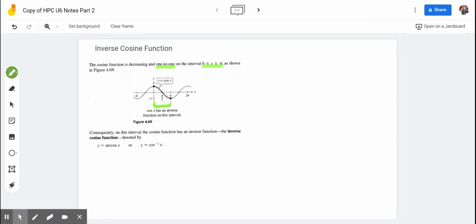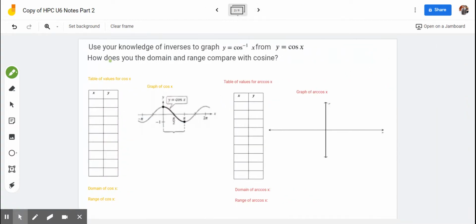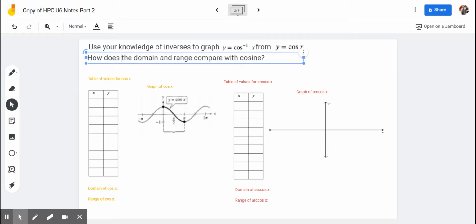The inverse cosine function is denoted by either arc cos of x or y equals cos inverse. Using your knowledge of inverses, graph y equals cos inverse of x from y equals cosine of x. And then, how does the domain and range compare with cosine? So we're going to fill in the table of values from 0 to pi.